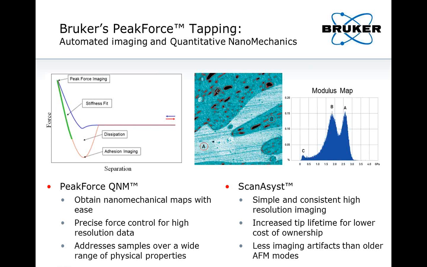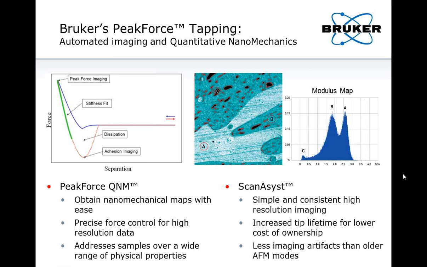Now, when we have one of these force curves, we can extract a variety of information. As shown here, we can extract nanomechanical maps. We have a precise force control because we can lock on what's labeled here as the peak force for our imaging process, and we can address a wide variety of physical properties with a specific mode. We can also combine it with something called ScanAssist, and that allows us to do simple, consistent, high-resolution imaging. We can do very gentle imaging, and that increases, of course, the lifetime of your tip and consequently lowers the cost of ownership. And it has significantly fewer artifacts than older AFM modes.